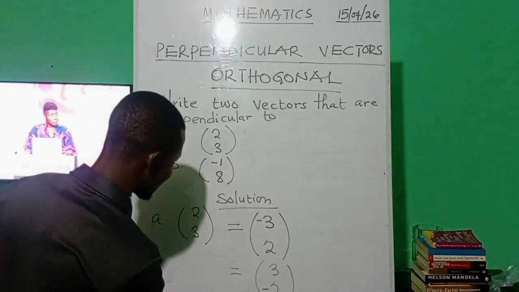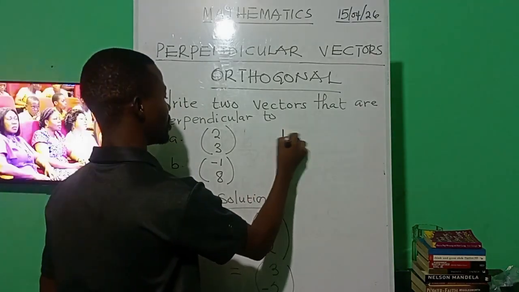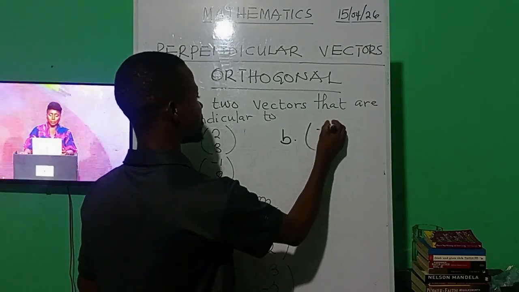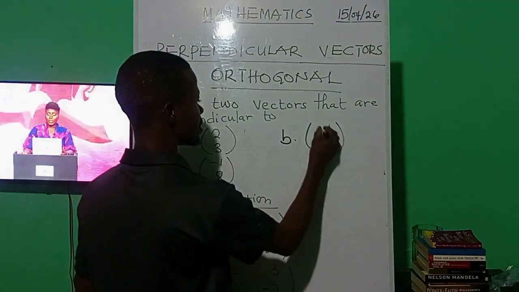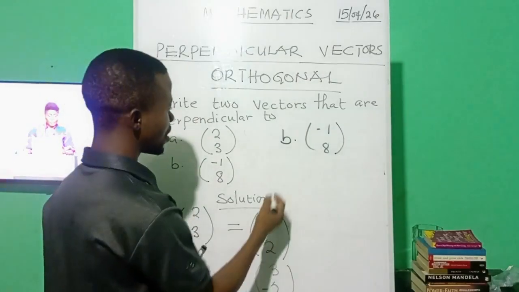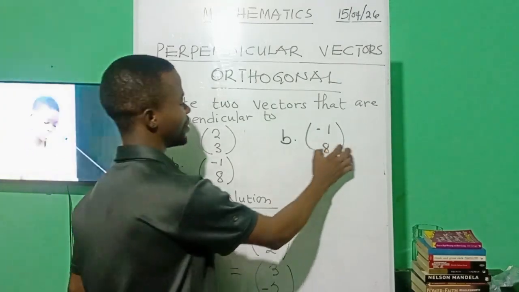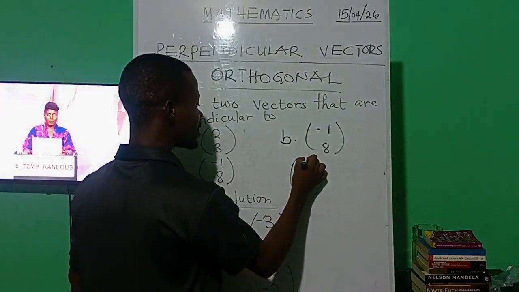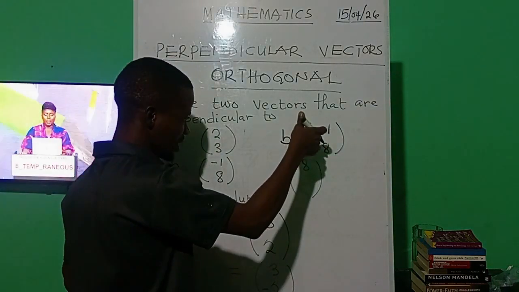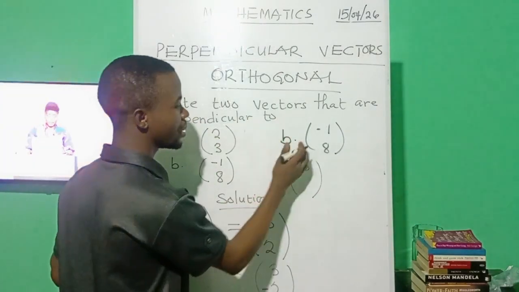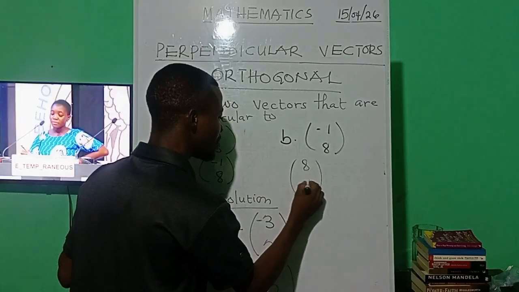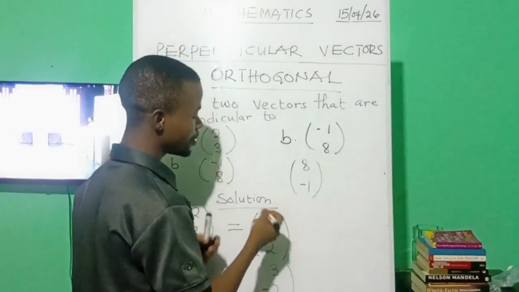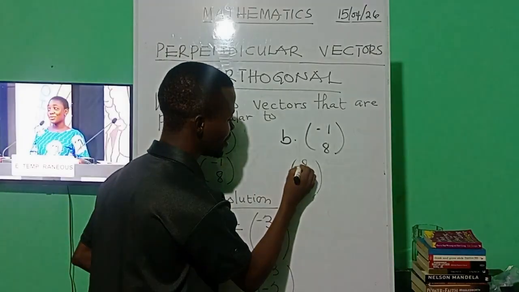Now, the second question, which is the B, we have negative 1 and 8. What's the first vector that is perpendicular to this? The first vector that is perpendicular to this is, so 8, which was at the bottom, comes to the top, and then the negative 1 comes to the bottom. Now we will add a negative to one of them. So let's start from here.